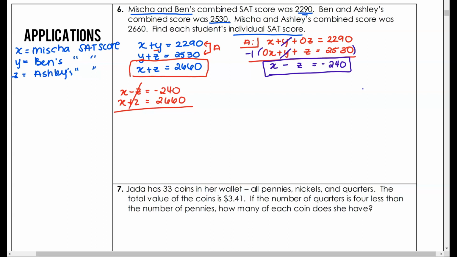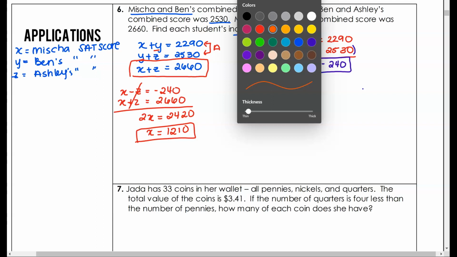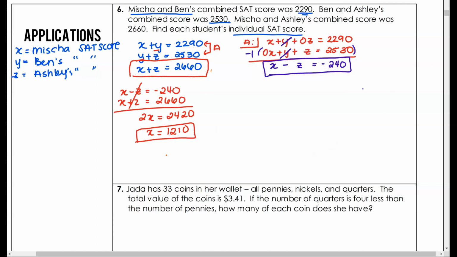So those go away, and I end up with x plus x, which is 2x, equals now 2660 minus 240. That's going to give me 2,420. Divide both of these by 2, so I end up with 1,210 is our x. Okay, so now that we have our x value, we're not done. We need to figure out what the other values are. So I pick one of these two equations to figure out what my z value is.